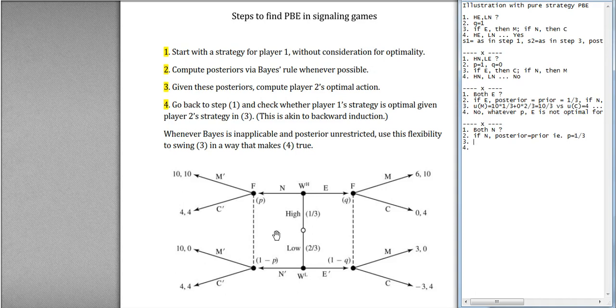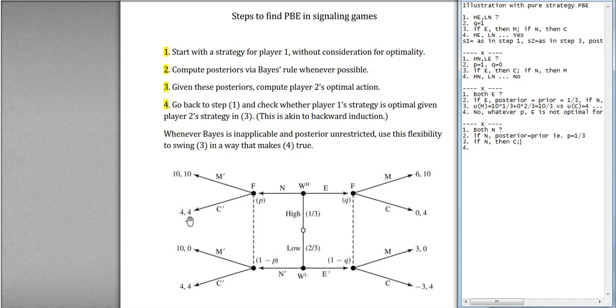Let's then figure out what is the best response of the firm. Well, with probability 1/3, you get a 10. With probability 2/3, you get a 0. The expected value of that is 10/3. If you choose C to make the job applicant a clerk, then you get 4 either way. And so 4 is bigger than 10/3, and therefore the optimal response of the firm, if you observe no education, is to make the person a clerk.